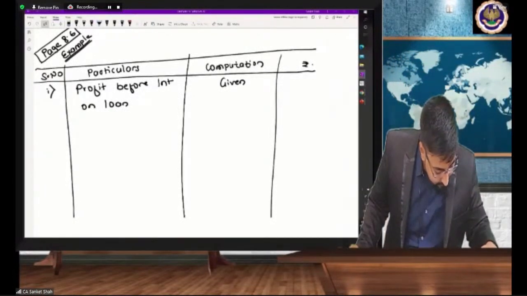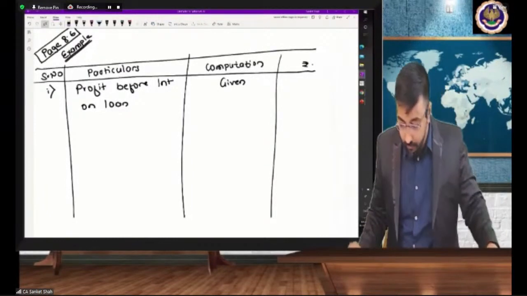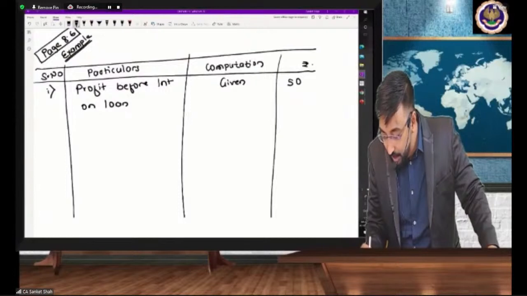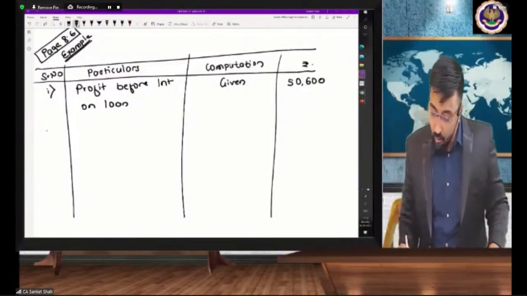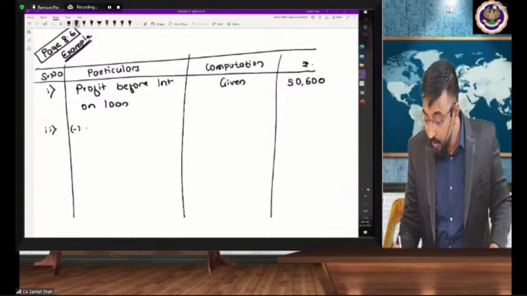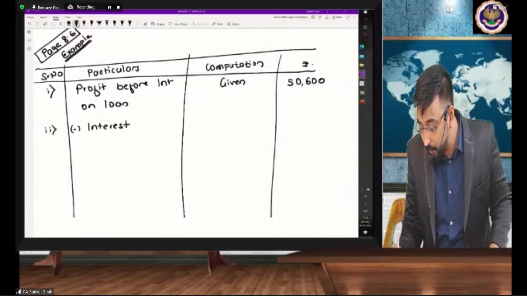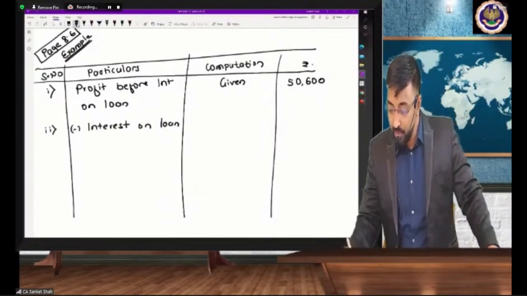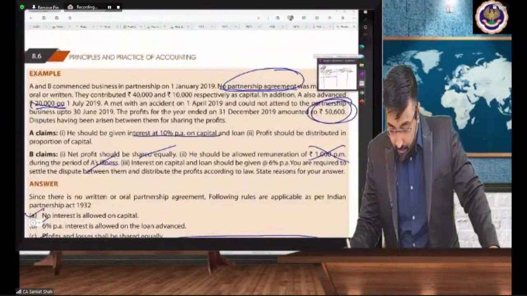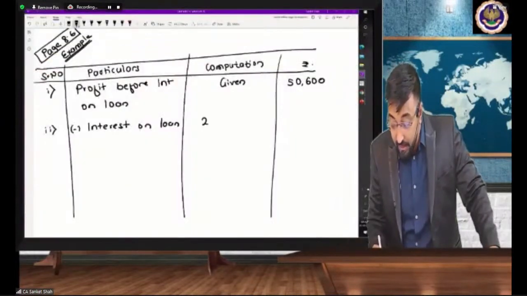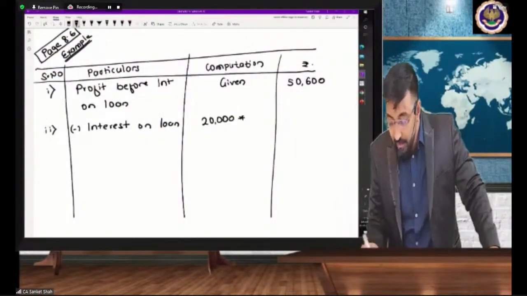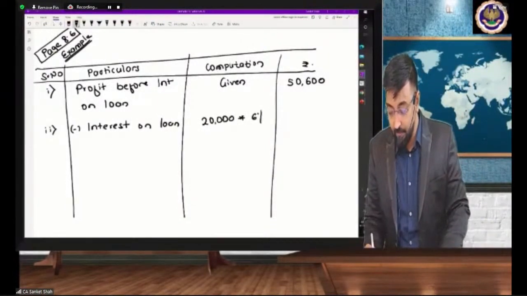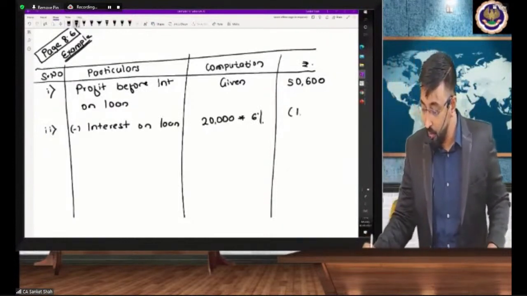Yes. So, what is the profit before interest on loan? 50,600. Roman 2, less interest on loan. What is the amount of loan? Yes, beta. It is 20,000, multiplied by 6 percent, 1,200.